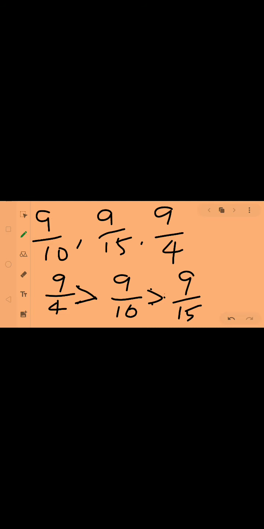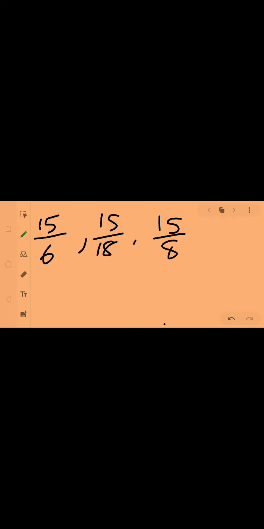Let's have a look at one more question of unlike fractions with the same numerator. 15 upon 6, comma, the second one 15 upon 18, the third one 15 upon 8. Let's write this first in ascending order. Ascending order is increasing order, and the smallest fraction is written first.